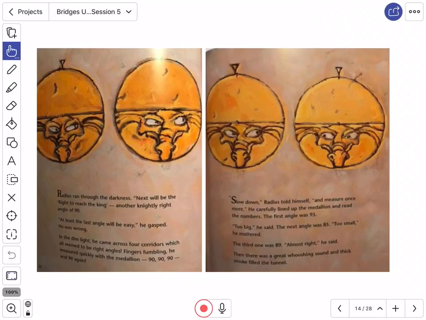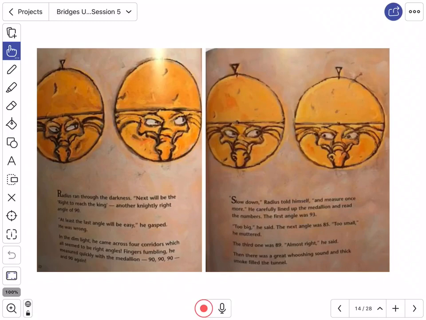Radius ran through the darkness. Next will be the right to reach the king. Another knightly right angle of 90. At least the last angle will be easy, he gasped. He was wrong. In the dim light, he came across 4 corridors, which all seemed to be right angles.